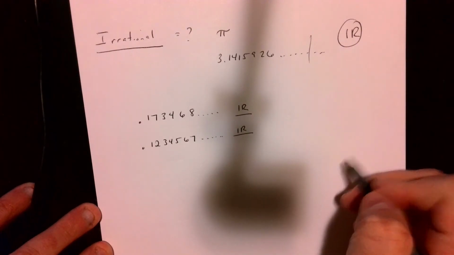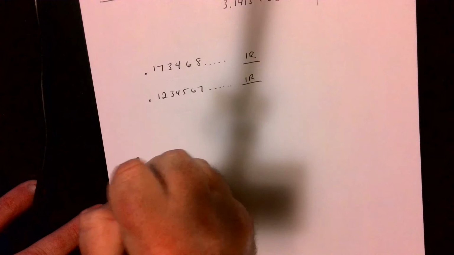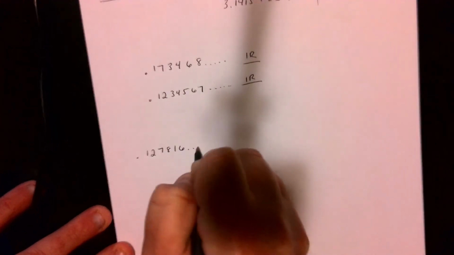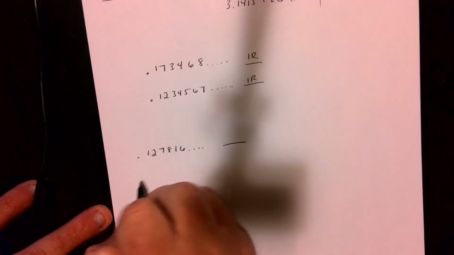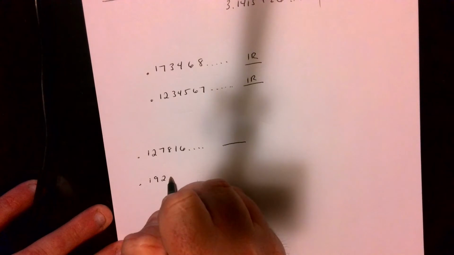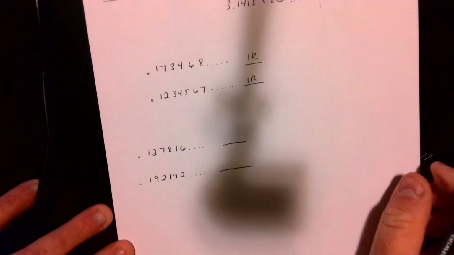Okay? So if I gave you this one, 0.127816 dot dot dot, and I gave you 0.192192 dot dot dot, which one is rational? Which one is irrational?